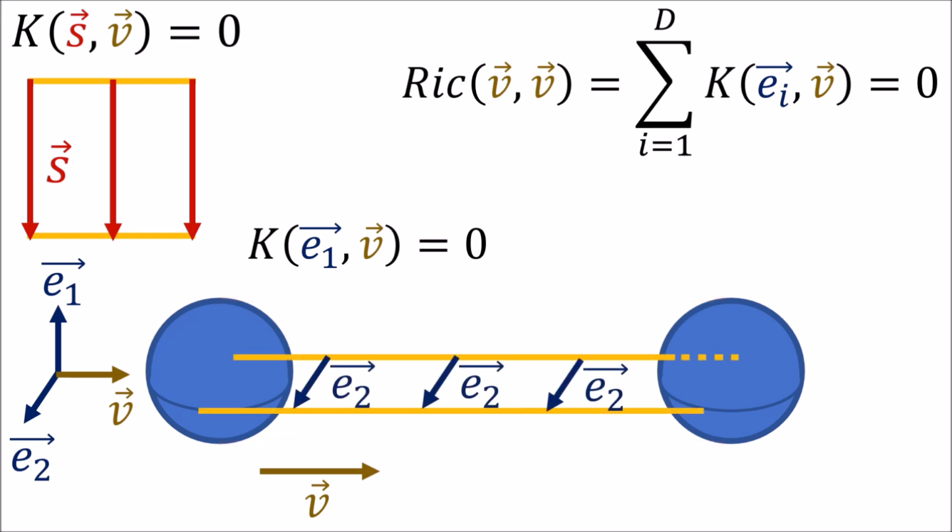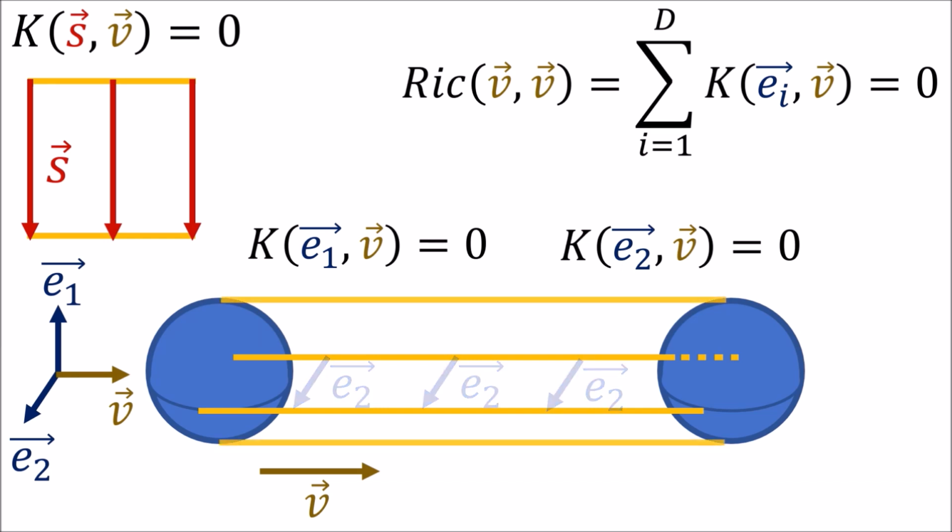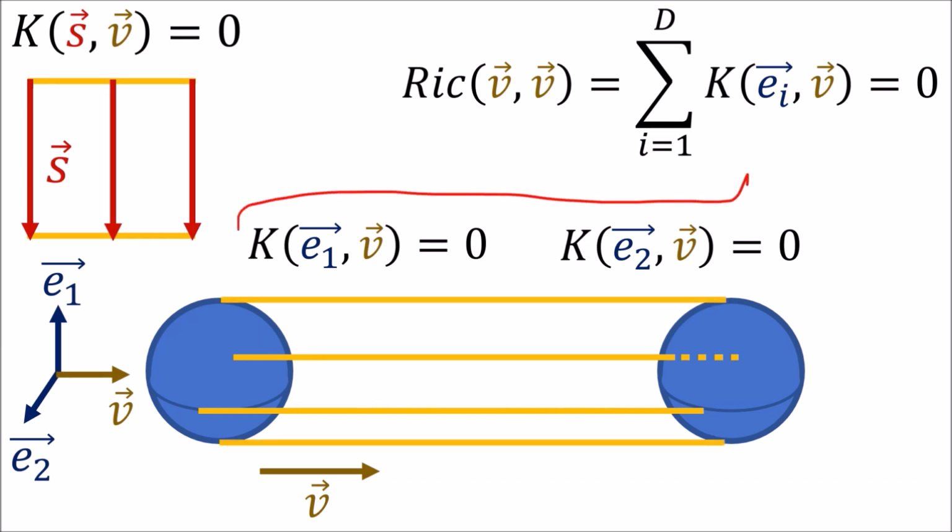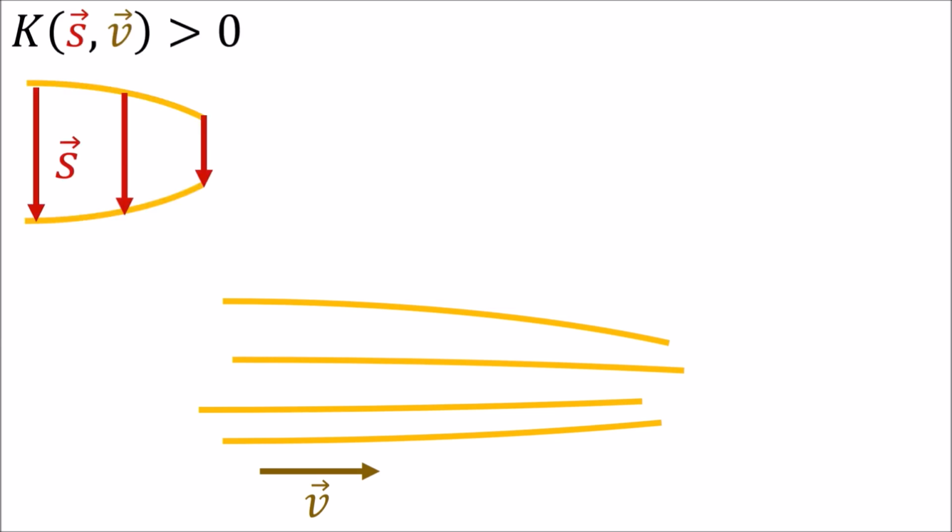Similarly, the sectional curvature involving V and the E2 basis vector is also 0, because these geodesics are not diverging or converging. So since all these sectional curvatures are 0, that means that their sum, the Ricci curvature, is also 0. So this would be an example of visualizing a situation where the Ricci curvature is 0. Now let's take a situation where all the geodesics are converging towards each other. So this means a situation where all the sectional curvatures are positive.